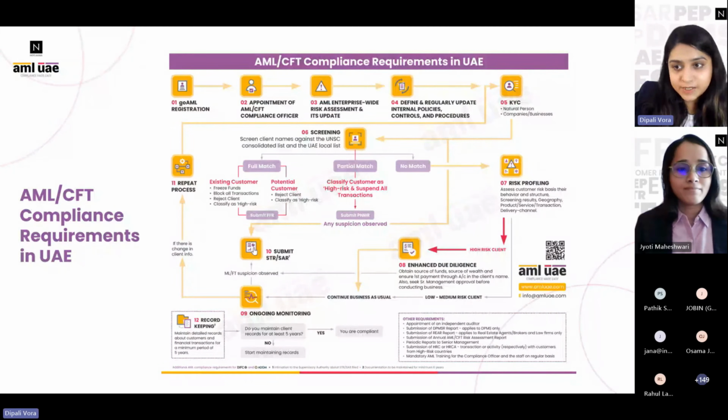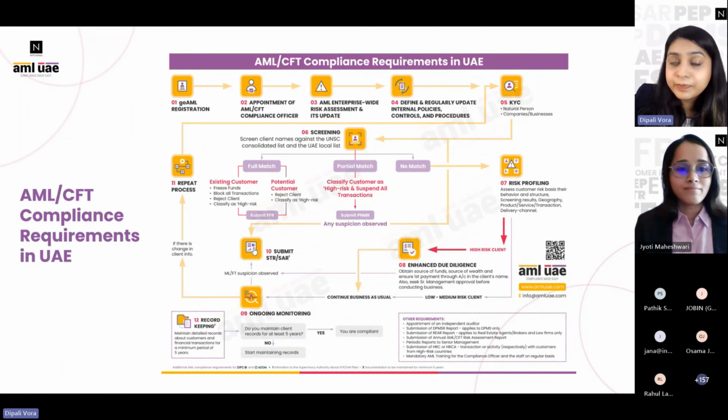Point number 3 talks about AML enterprise-wide risk assessment. Enterprise-wide risk assessment, to explain in brief, is basically where you are going to calculate the risk of your own organization. When I talk about risk of our organization, it's all about the customers that we deal with. From where are they coming? What kind of transactions are they conducting?